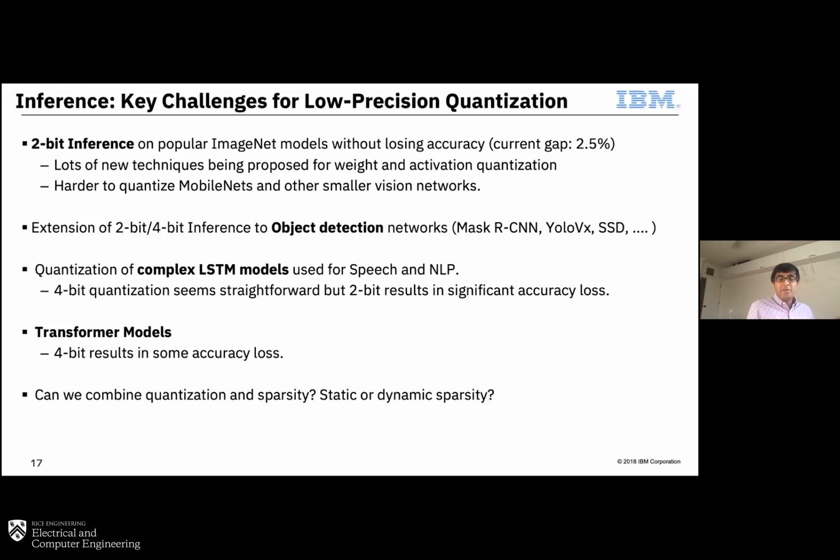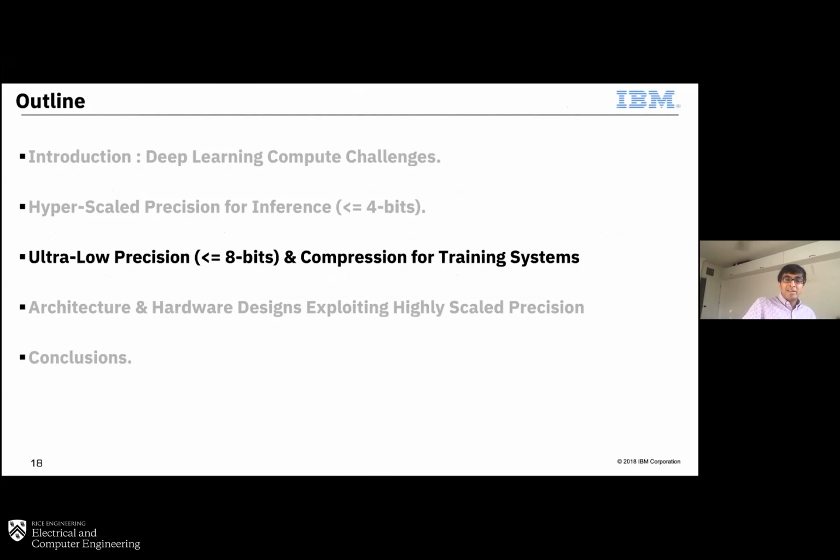Both of them tend to reduce accuracy a little bit. So is it better to take quantization and not take sparsity, or do we combine dynamic sparsity with quantization? Those are all areas of research that I think need to happen over the next few years. So this covers my section that focuses on inference.